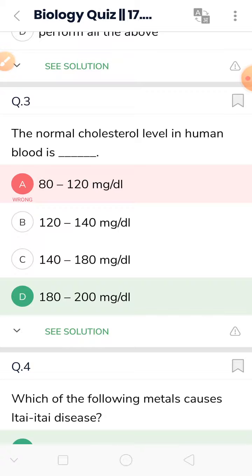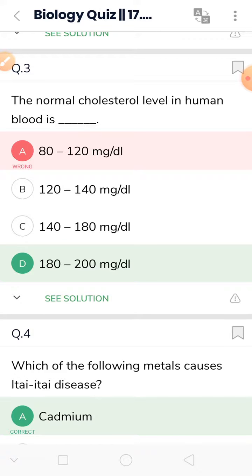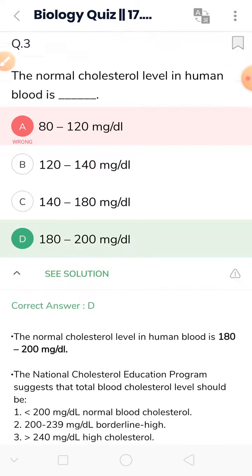Normal cholesterol level in human body is 180 to 200 milligram per deciliter.